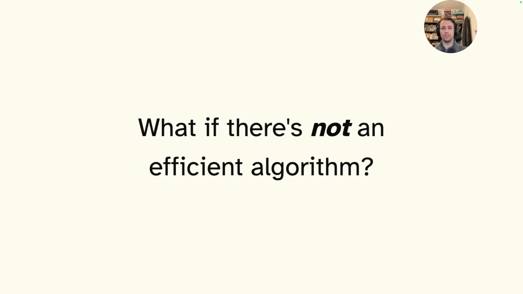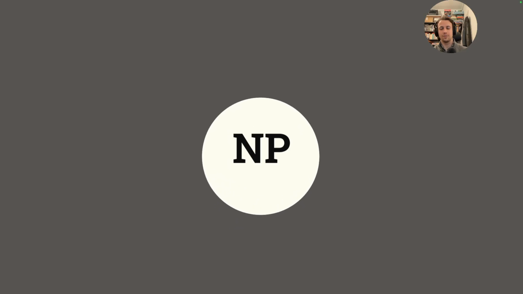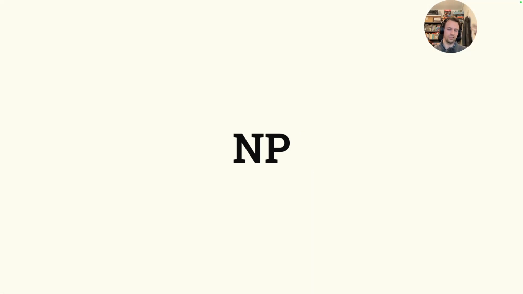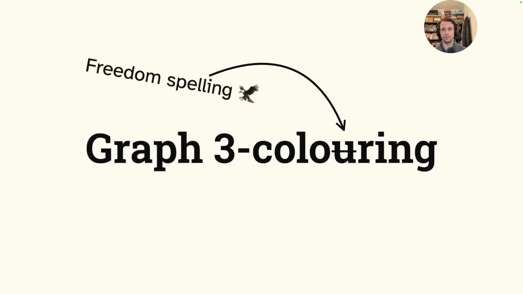Now, what if there's no efficient algorithm to solve a certain problem? Well, if that's the case, then we're talking about NP. Problems that don't have efficient algorithms may be in NP. So this NP is another set of problems, which is again a weird thing, sets of problems. I don't get it. But problems in NP don't have efficient algorithms to solve them. An example of a problem in NP is this graph 3 coloring problem.